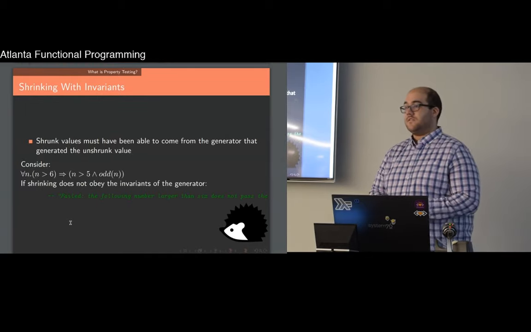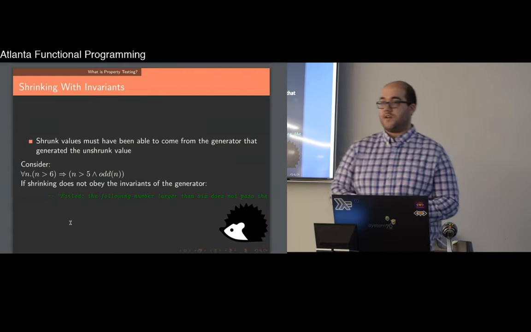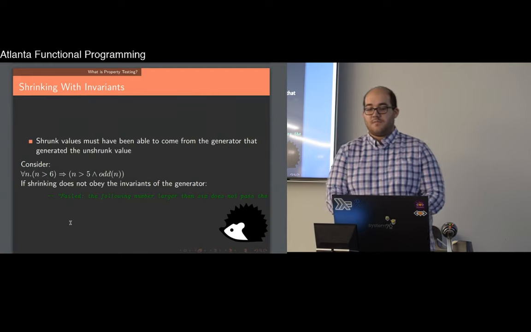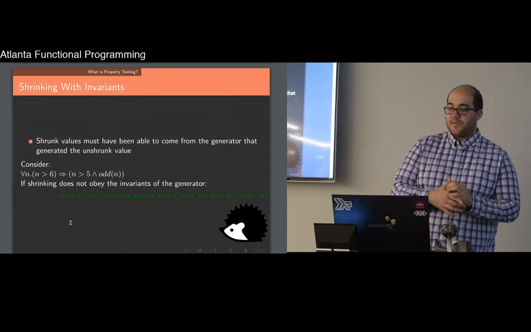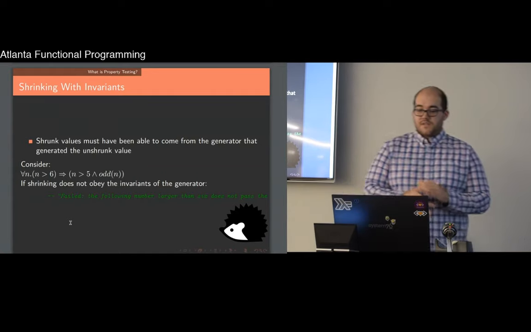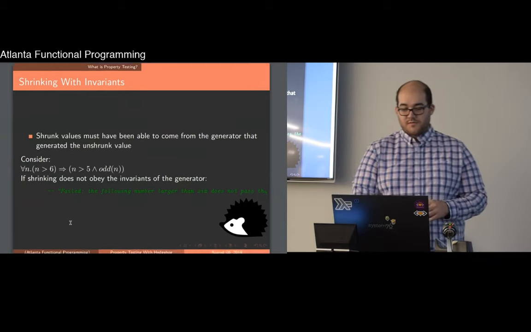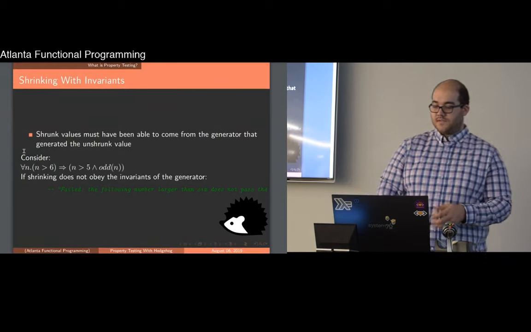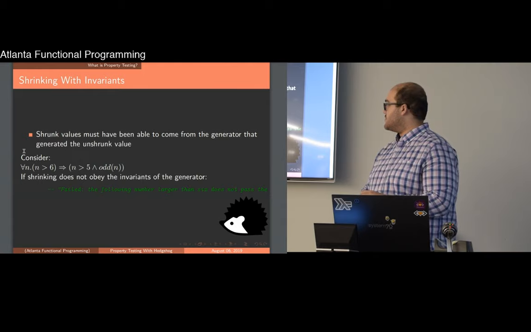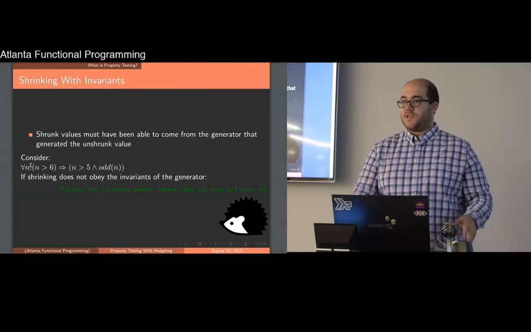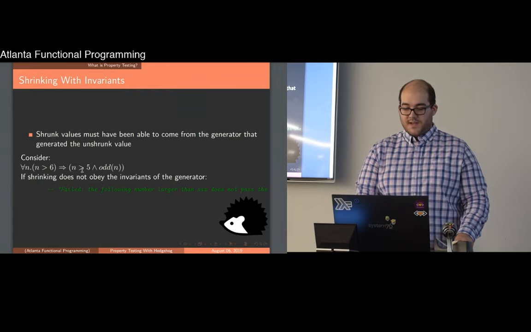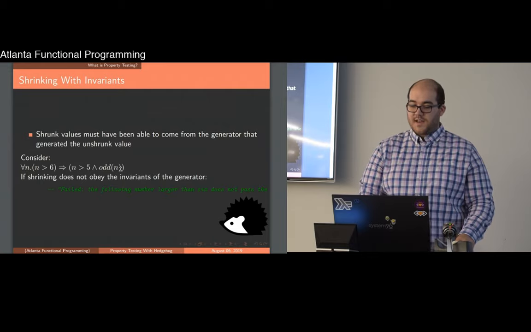Shrinking with invariants. This is a very important thought when it comes to shrinking. So shrunk values must have been able to come from the generator that generated the original value. This is really important. So consider the following pseudocode-ish property, more mathy. For all n, where n is a number, for all n where n is greater than 6, this implies that n is greater than 5 and n is odd.